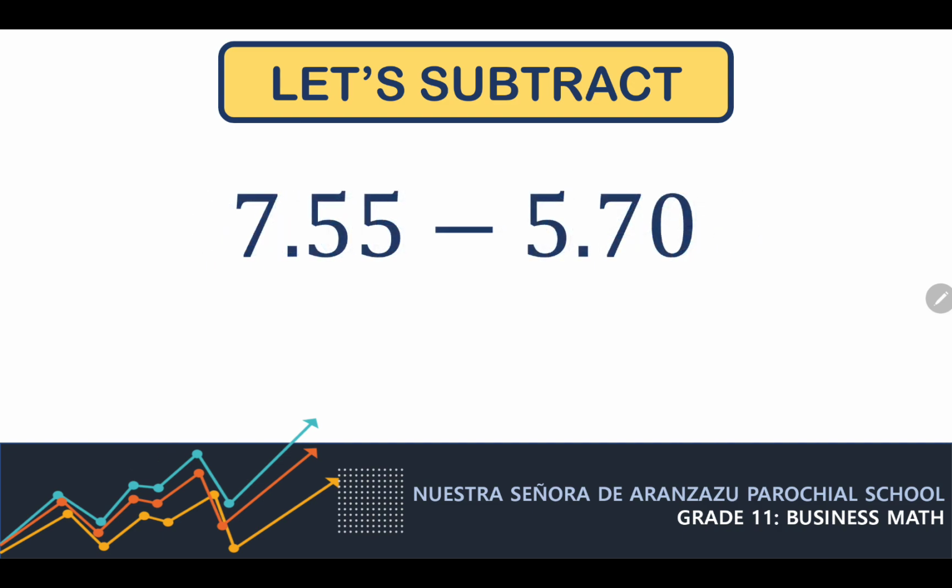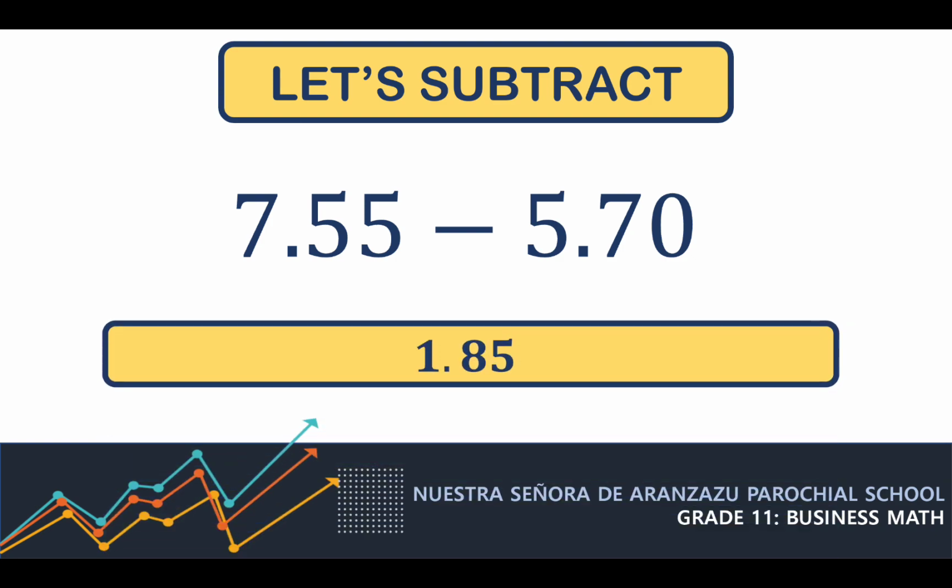Okay, you may try this one. 7.55 minus 5.70. Okay, you may pause the video, then try to answer this one. Then, check your answer. Kung same lang or you get the correct answer. Alright, so I hope you paused the video and let's check. So 7.55 minus 5.70, that is 1.85.